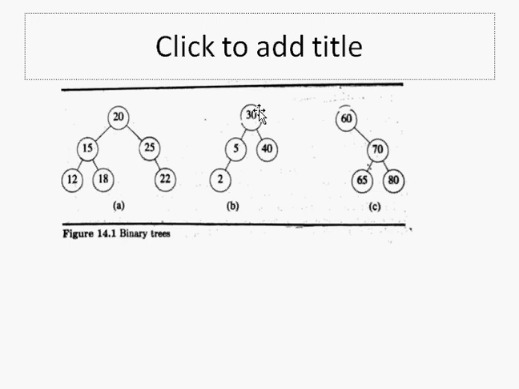The condition which we need to remember for a binary search tree is that the root element will always have a value greater than that of the left child, but it will always have a value lower than that of the right child. That's your binary search tree.